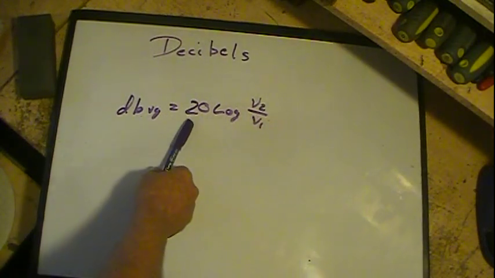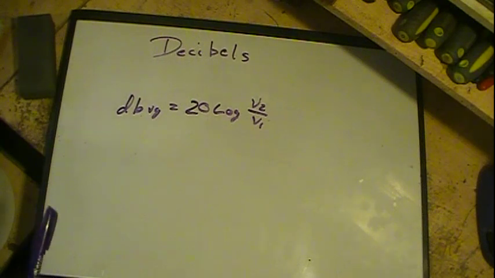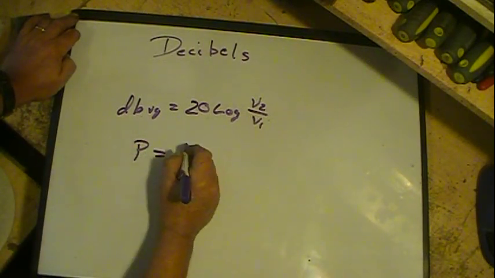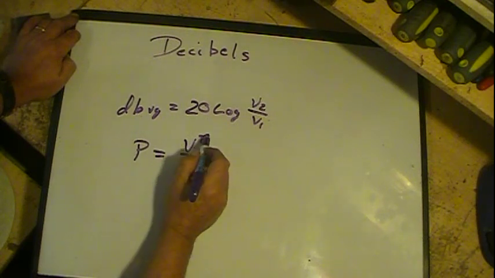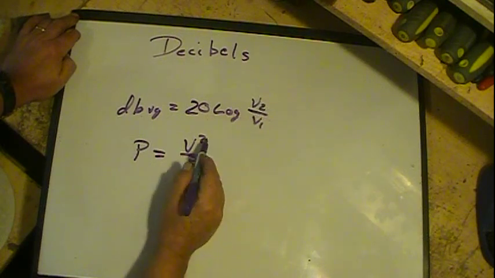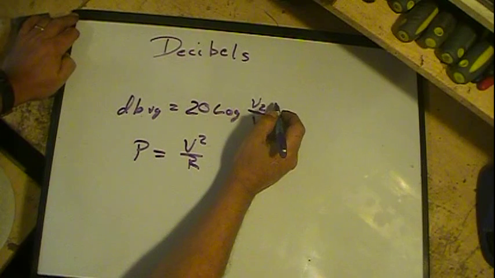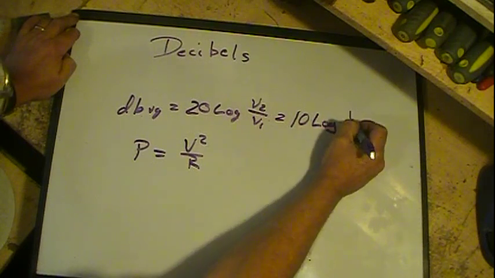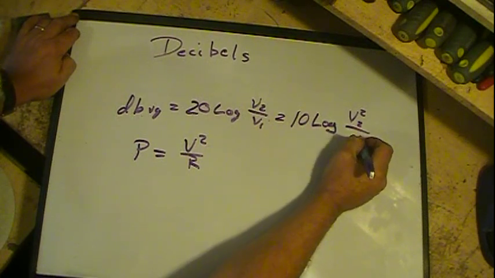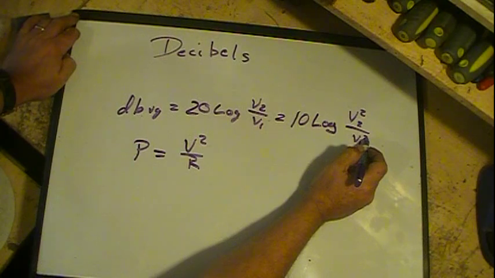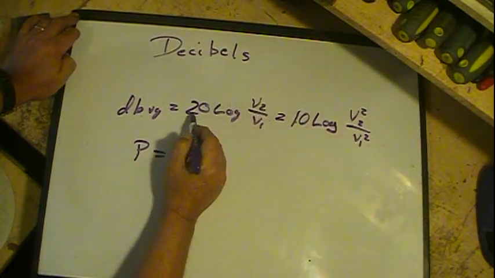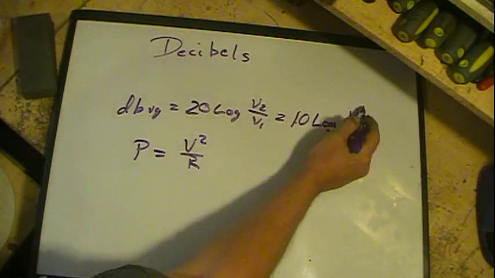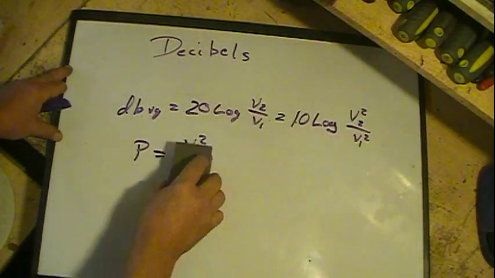Now, all of a sudden I got a 2 here. I got 20 instead of 10. There's a reason for that, because P, power, wattage, equals V squared over R, and that 2 comes from the squares right here. The neat thing about logs is this actually equals the same thing as this, 10 log of V2 squared over V1 squared. But I can take that 2 and move it to the front and times it by that 10. That's the nice thing about logs. I can just take the squares and move them here. So that's where the 20 comes from.